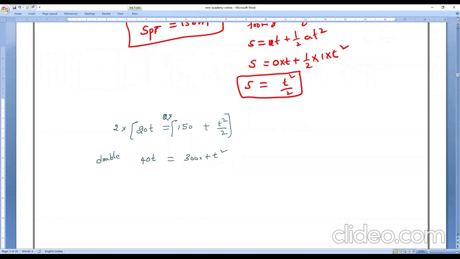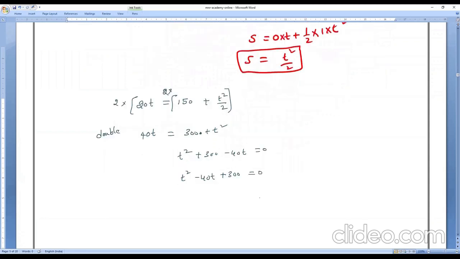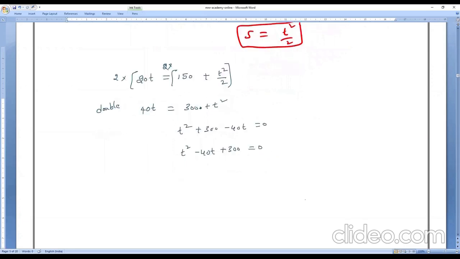Now I will take this as t square plus 300 minus 40t, which is equal to 0. So t square minus 40t plus 300 is equal to 0. Will you all accept it or not? Yes, sir. So I found it. And now can you solve it? If you solve this equation, you will get t equal to 10 and 30.